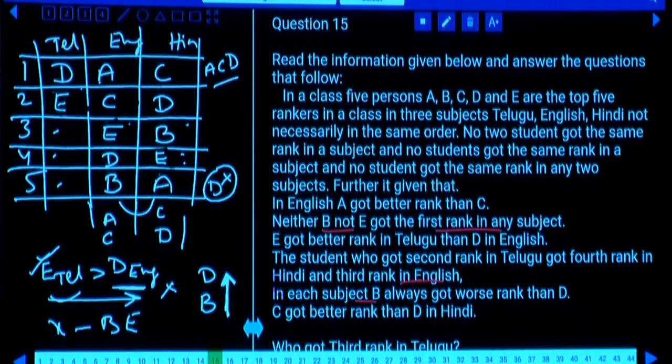C, D, B, E, A. And D, E. And what is left over here? D, E, A, B and C were left over. A and B.